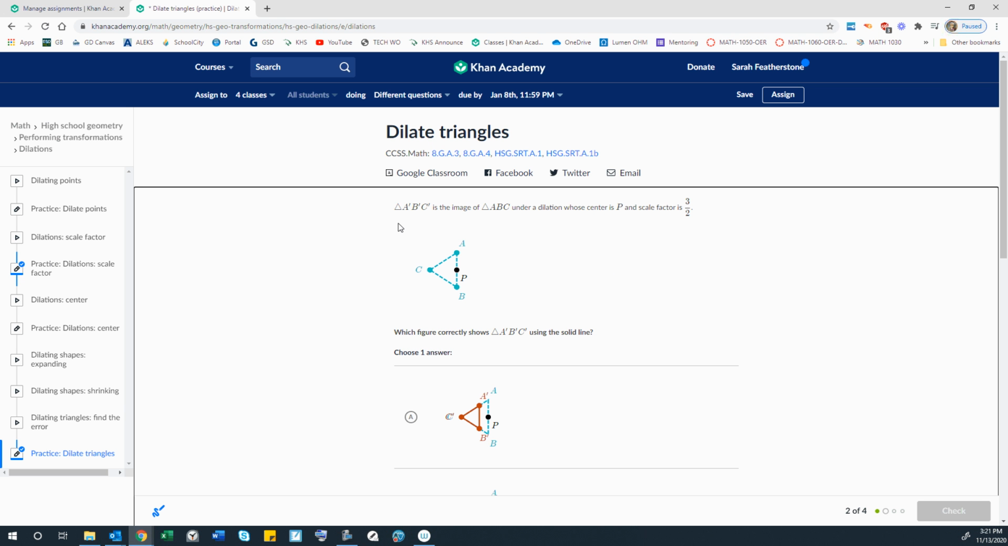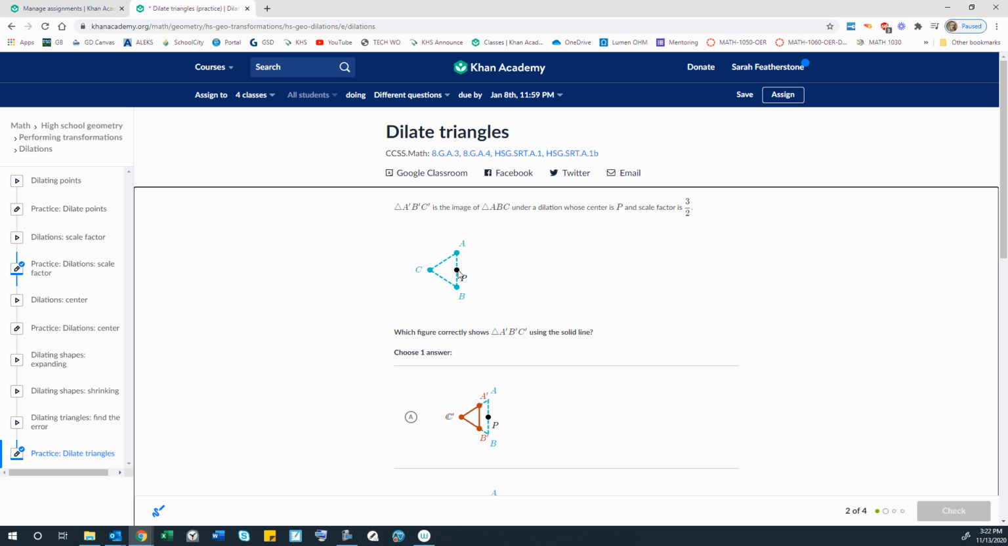Here, our second question says, triangle ABC is the image of triangle A prime, B prime, C prime. It's the image of triangle ABC under a dilation whose center is P and scale factor is 3/2. That's a little tricky because 3/2 is 1.5. That means we're going to be creating a triangle that's bigger than the original triangle by 1.5 scale factor, or like 150%. So not twice as big, 200%, just a little bit bigger, but not twice as big, right?